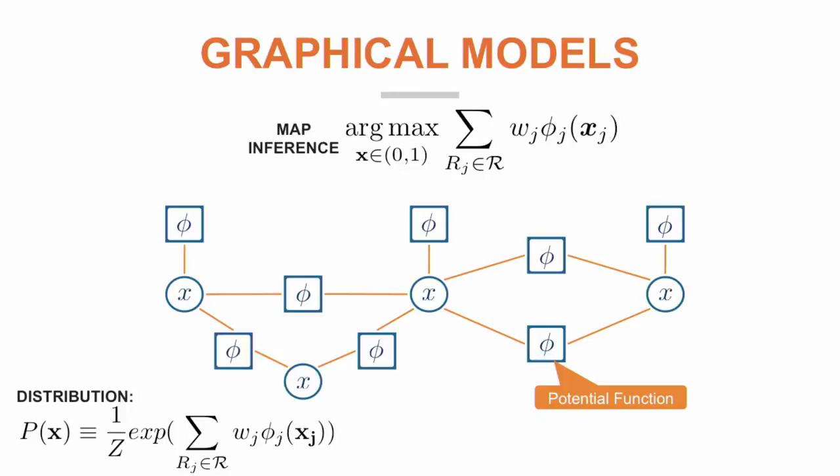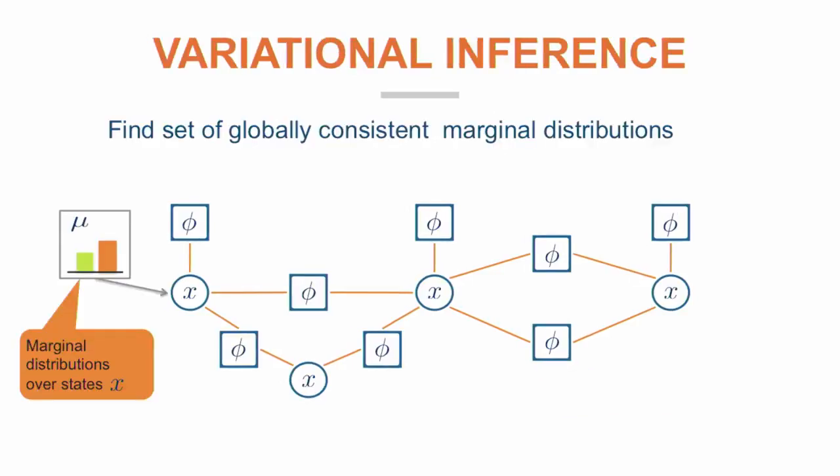The only problem is, of course, this is NP-hard too. So we're going to turn to approximation techniques to solve it. And we're going to use variational inference, where we introduce mu's that are the marginals for the variables.